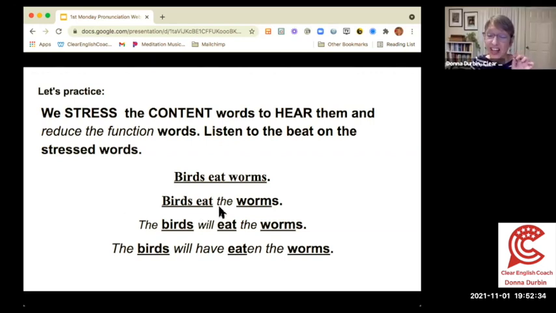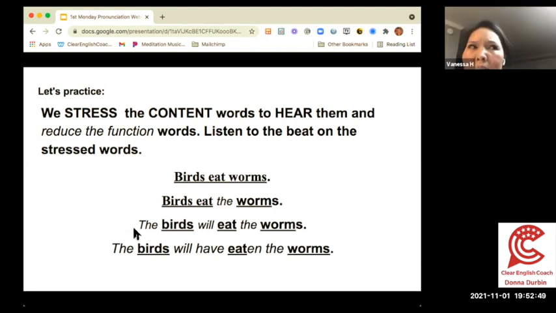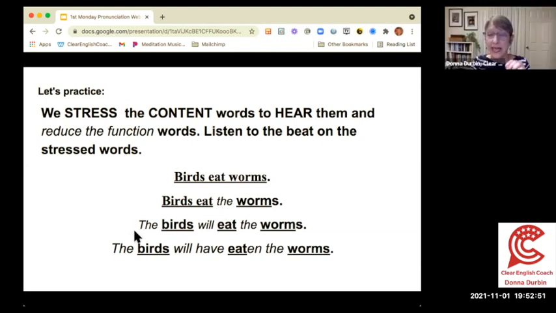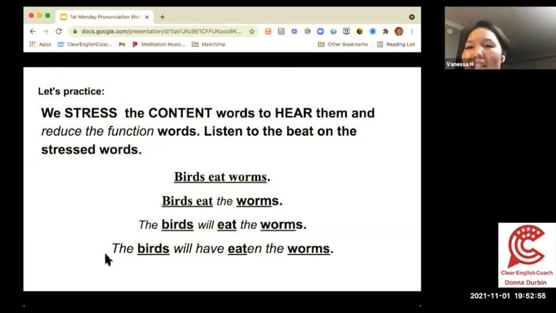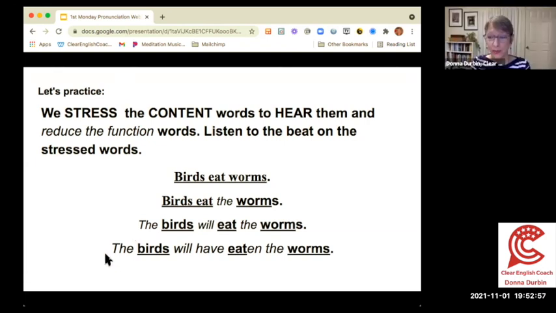And guys, this word the is the most used word in English. 30% of our spoken language is this word the. And it's not the, it's the. It's quick. The. The birds eat the worms. Okay. The birds will eat the worms. Okay. The birds will have eaten the worms.